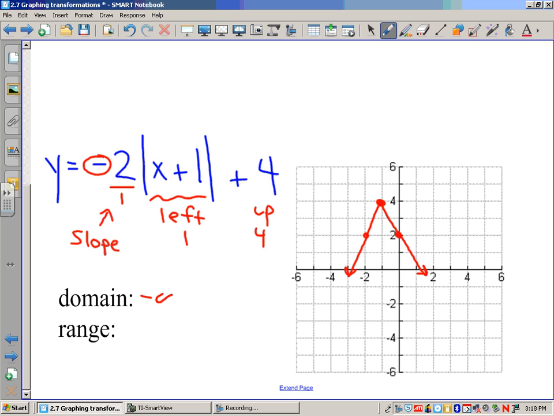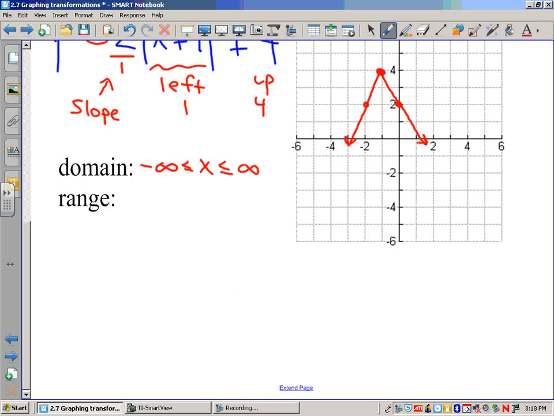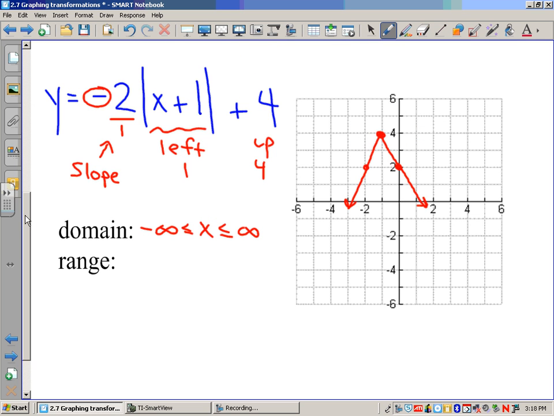Domain, always all real numbers, negative infinity to infinity. Now, if we think about our range, there are no y values up here. The highest y value is 4, and it's pointing down. So that means your y's are going to go from negative infinity until you get to 4, and 4 is going to be the highest point.